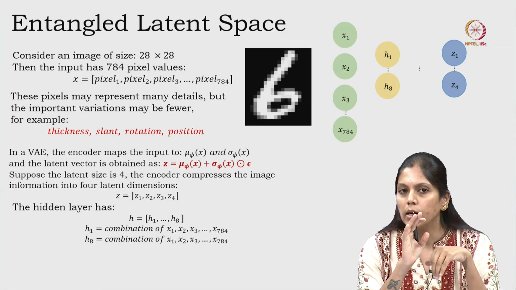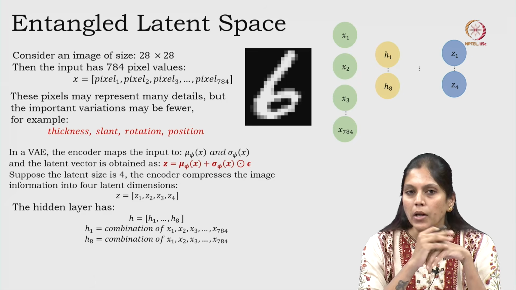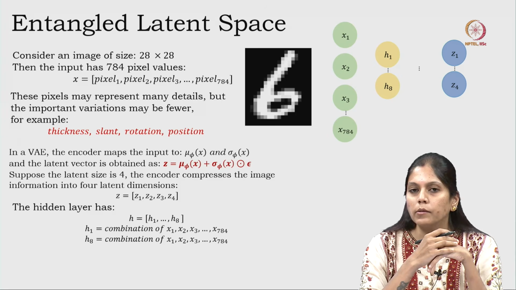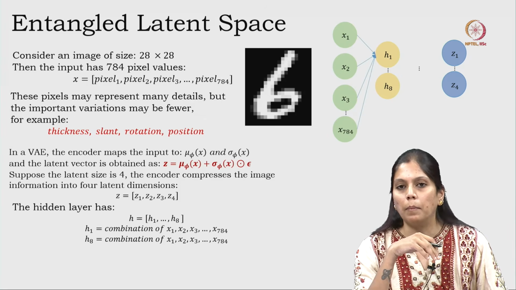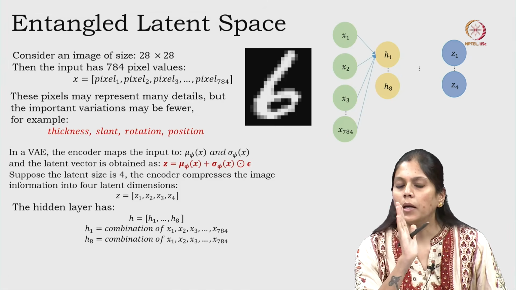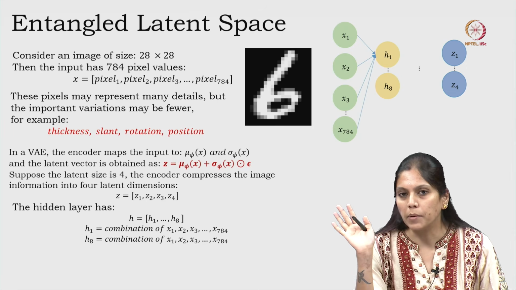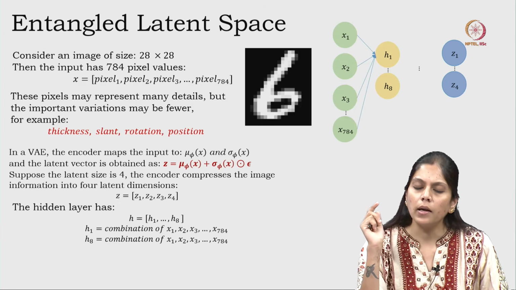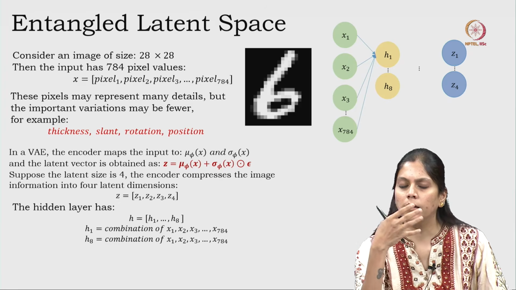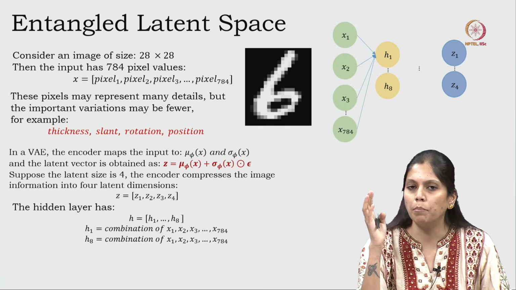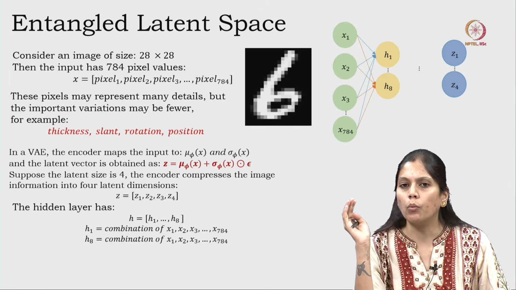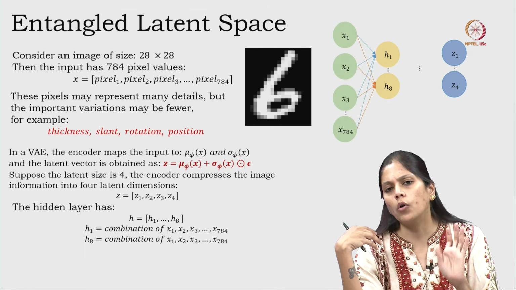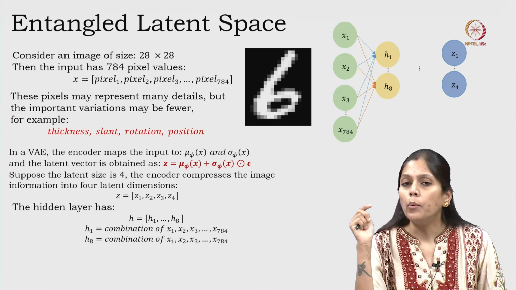Now what we are discussing is an entangled latent space. Latent space is not something new to us. How do we get the latent space? There is some input, and that input is passed to the hidden representation. Here the hidden representation has a total of 8 neurons. Is H1 not the combination of all the inputs x1 to xn? In a similar way, all the hidden neurons will have a combination of all of these inputs.